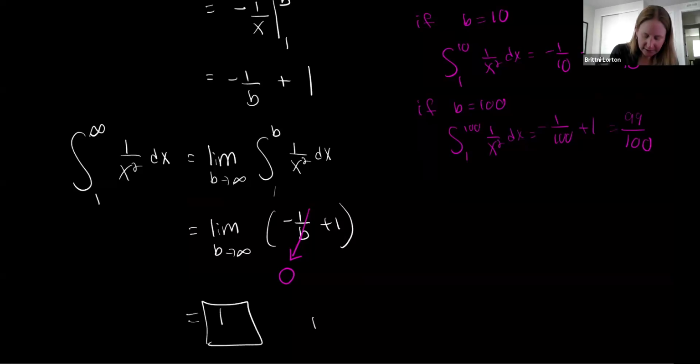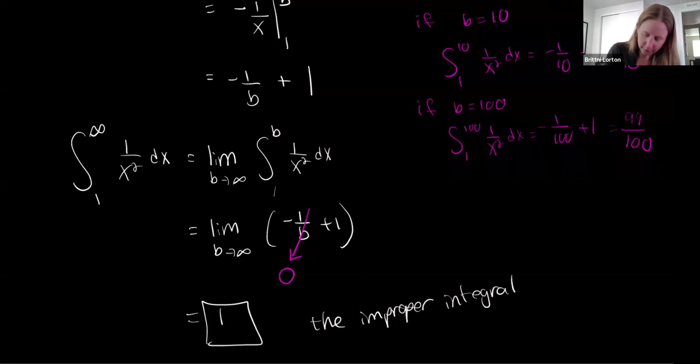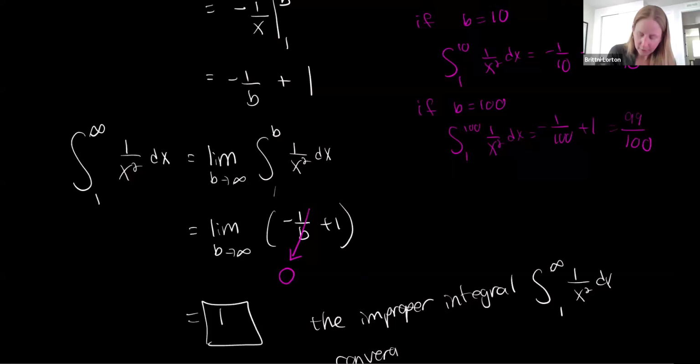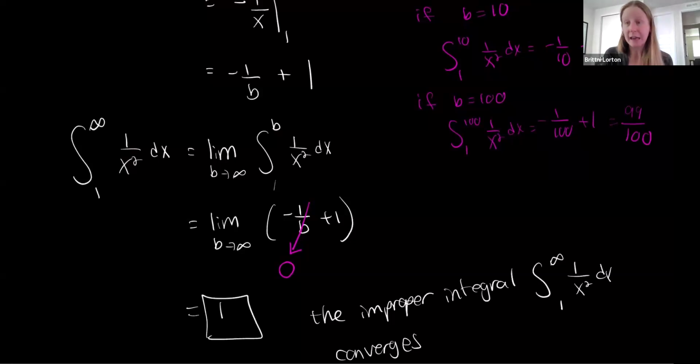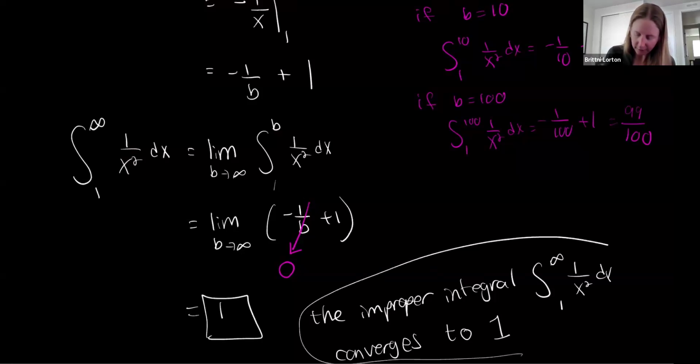So we say that the improper integral, I'm going to label this correctly, the improper integral, the integral from 1 to infinity of 1 over x squared dx converges. We use the word converges because it had a finite answer at the end of the limit. Not only does it converge, it converges to the number 1. So it converges to 1 is how we say that. That's like the final answer to this question.